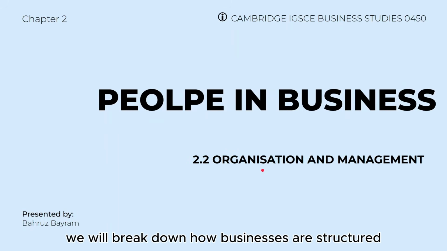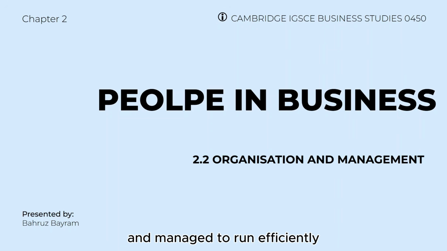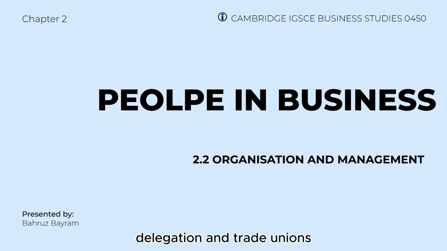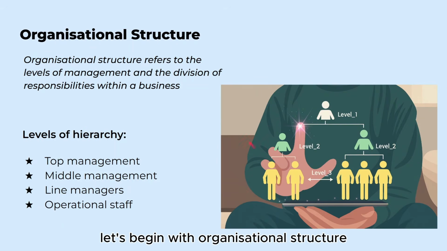In this video, we will break down how businesses are structured and managed to run efficiently. And we'll look at organizational structure, management functions, leadership styles, delegation, and trade unions. Let's begin with organizational structure.